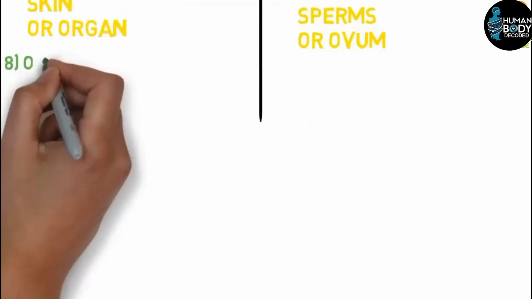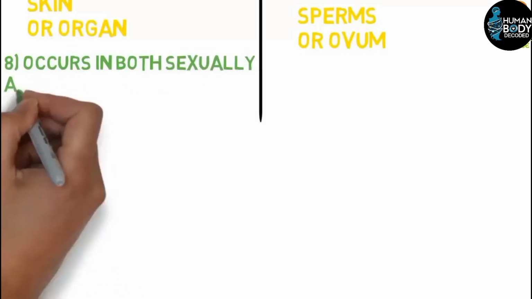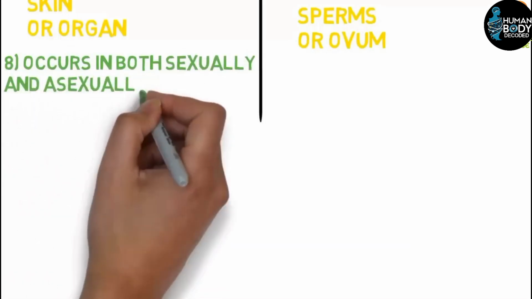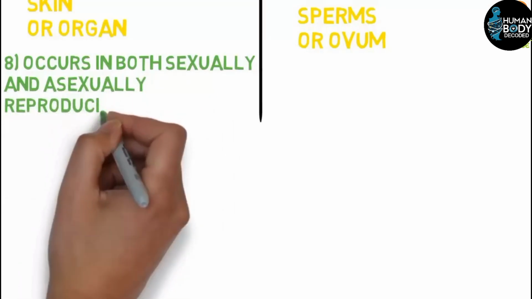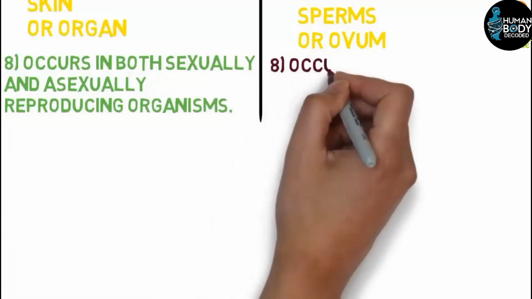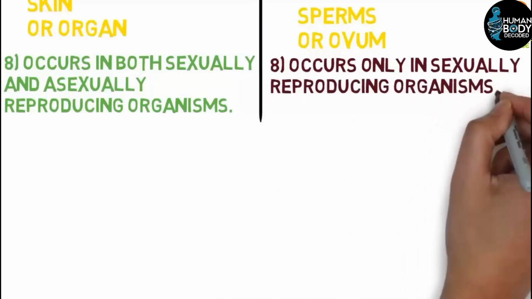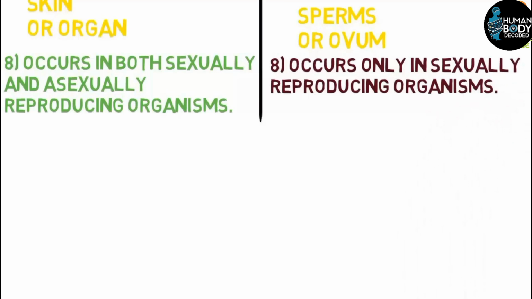Now, let's come to the 8th point, friends. Mitosis occurs in organisms that reproduce sexually or through asexual reproduction. Mitosis occurs in both types of organisms. But meiosis only occurs in organisms that reproduce sexually. In our body, both mitosis and meiosis occur.